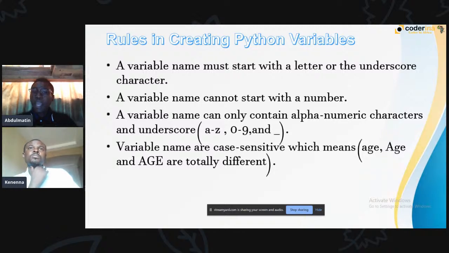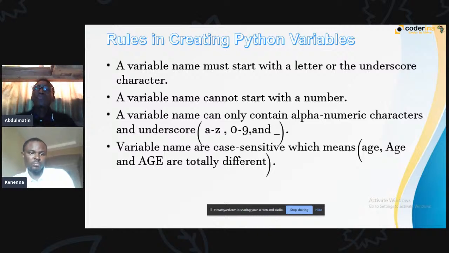So variable names are case sensitive, which means age, you can see the difference. This age is starting with a small letter, this Age is starting with a capital letter, and this AGE with capital letters all through are totally different. Which means if I say age is equals to 10, using small letters all through, and I want to print age, and instead of using small letters all through, I start with a capital letter, it's going to give you an error. It's going to tell you that there is no variable with that name yet. I hope you all understand what I'm saying. So age and Age are totally different.